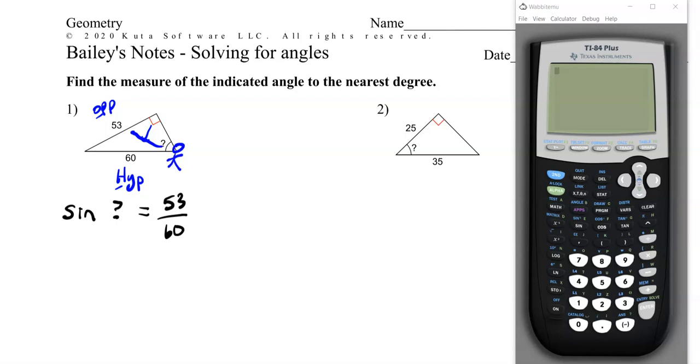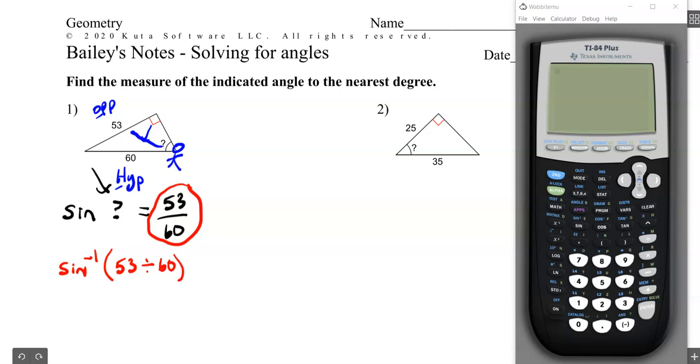Whenever you want to work backwards to figure out what this angle is, you're going to need to use the inverse button. So you're going to punch in inverse sine, or second sine when you're using your calculator, inverse sine, and then just write this as a division problem in parentheses, 53 divided by 60.